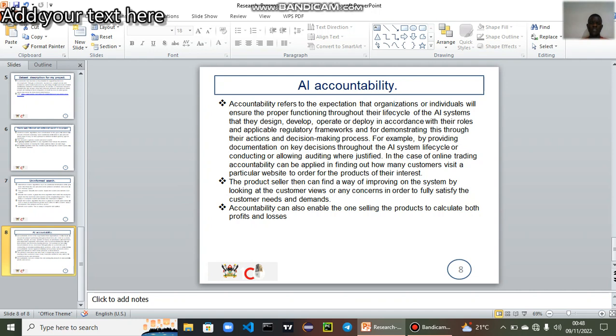So that's still about accountability. Just having an overview of what has been taking place in the whole system, as customers interact with the system, you find out the views from your customers, like feedback, to help you improve your system or the products in order to enable smooth running of the system.